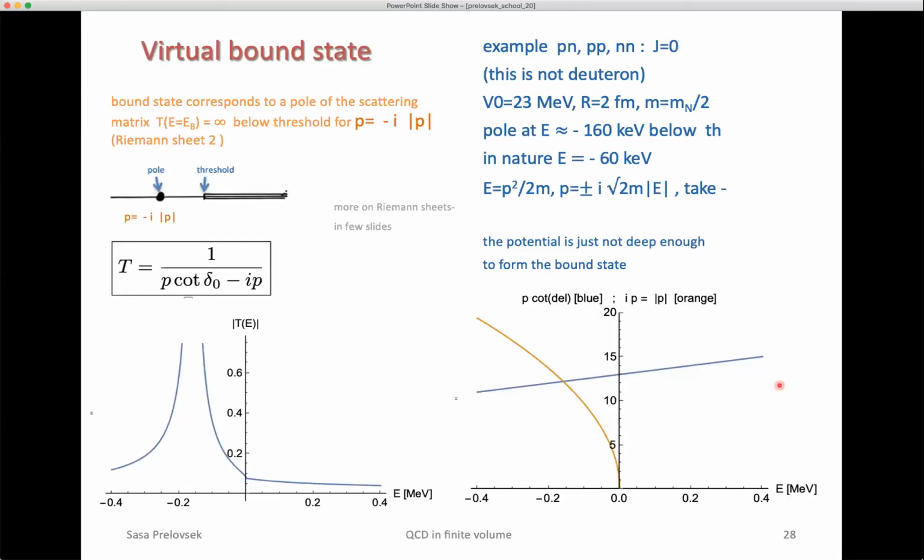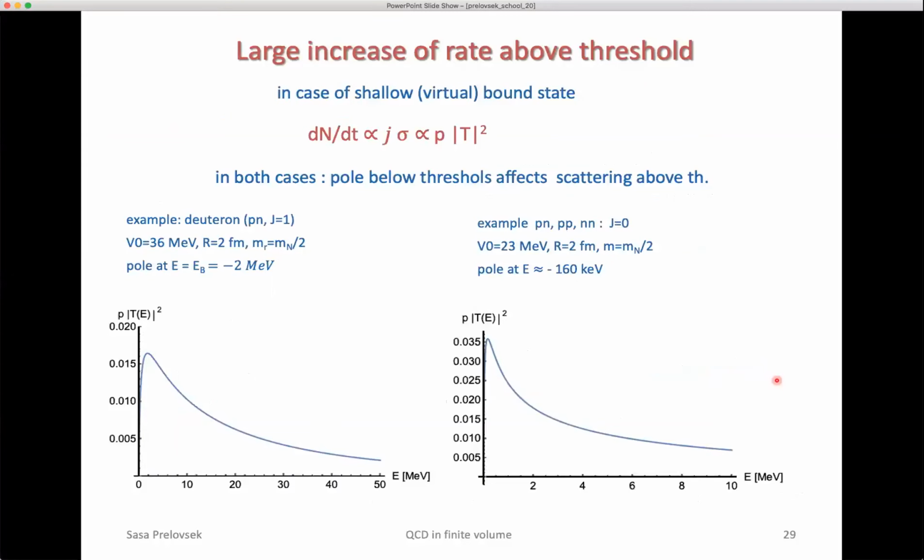Maybe I should say this, maybe it will be clearer because we care about experiments in the end. So what does experiment care about? In both cases, we have a pole of a scattering matrix below threshold. So how can experiment see that something is going on? Experiment can only probe energies above threshold. Experiment measures the rate, which is proportional to the cross section times the current. The current is proportional to p, and the cross section is proportional to T squared. So experiment measures something like p times T squared.